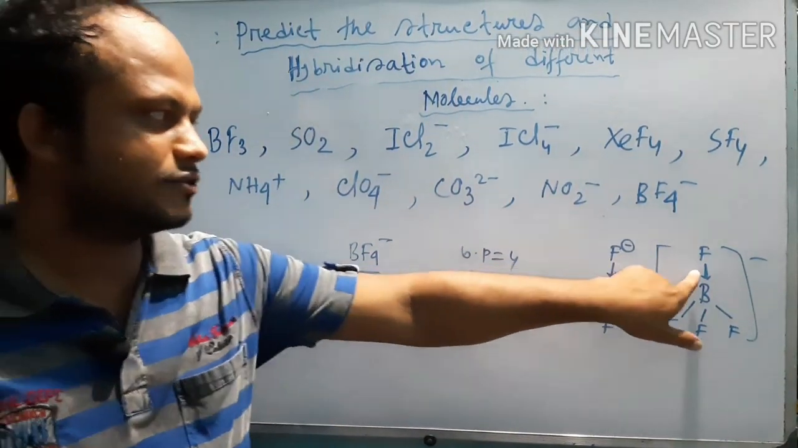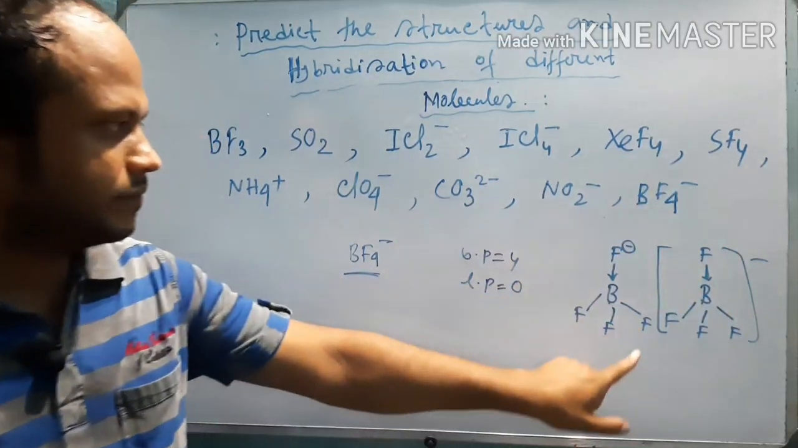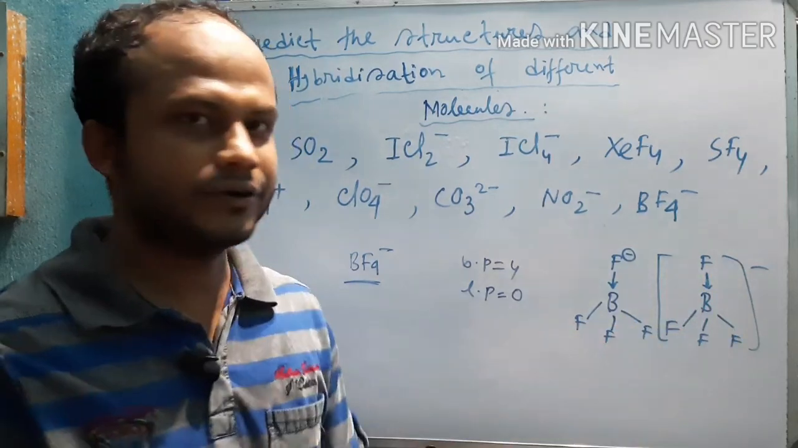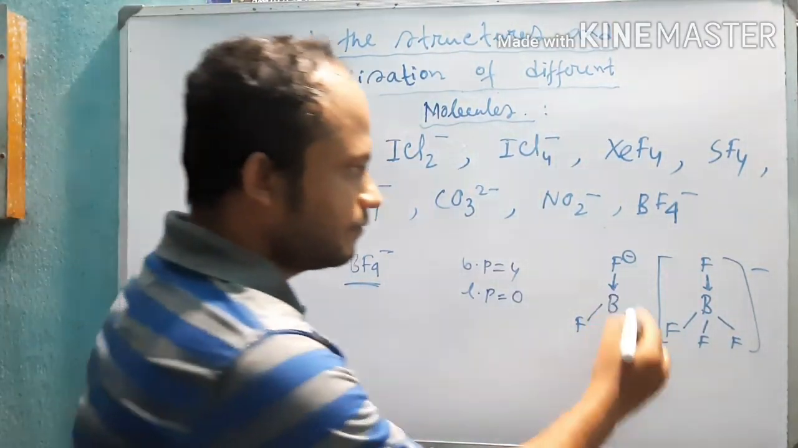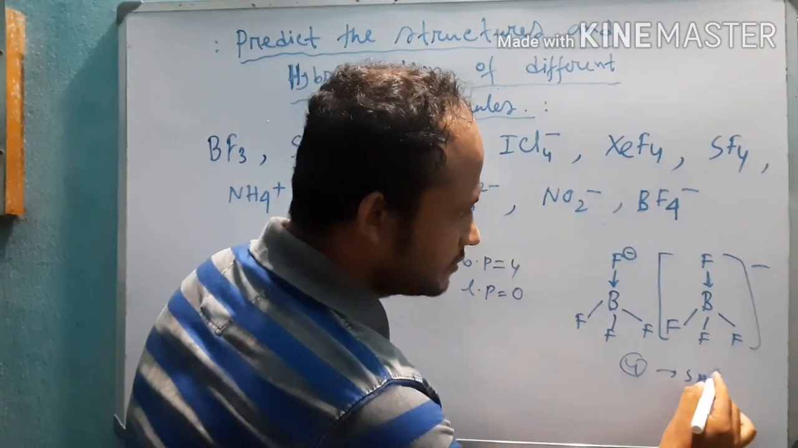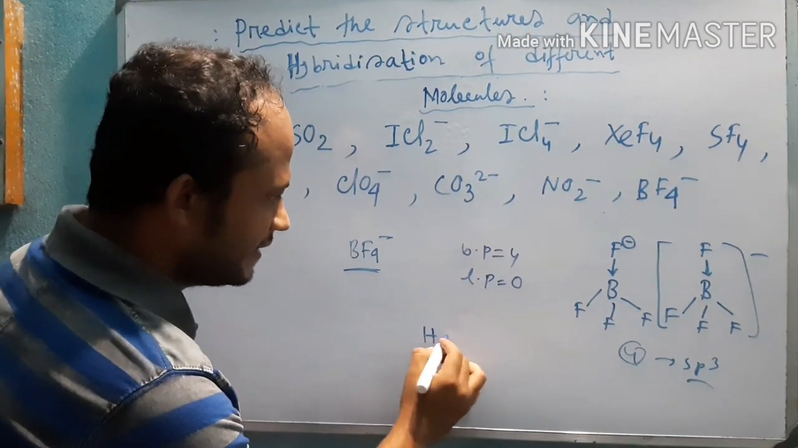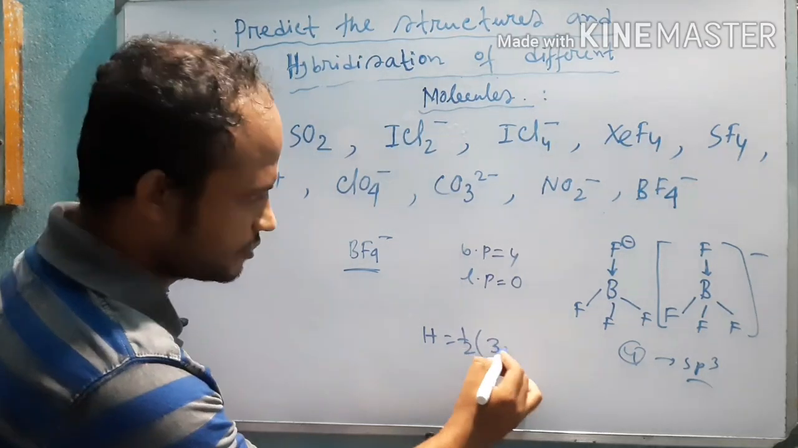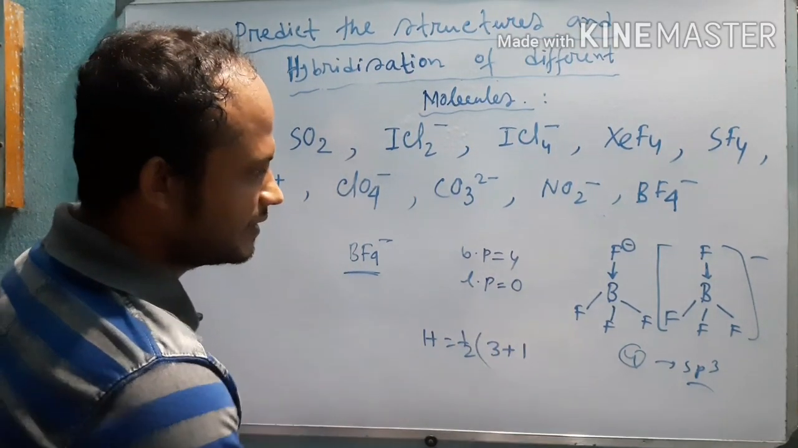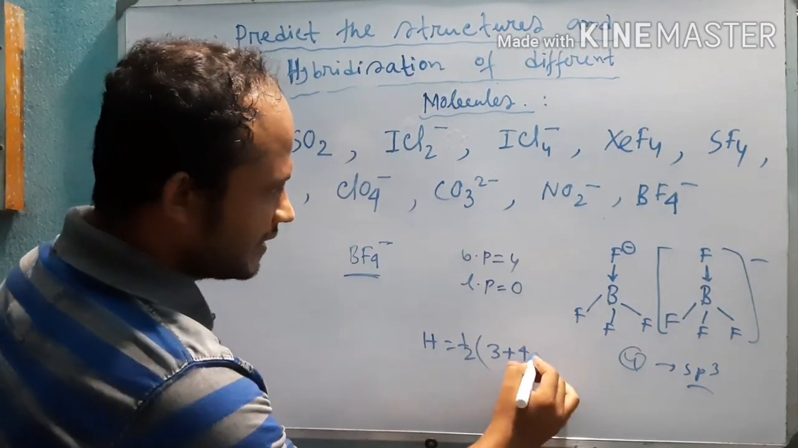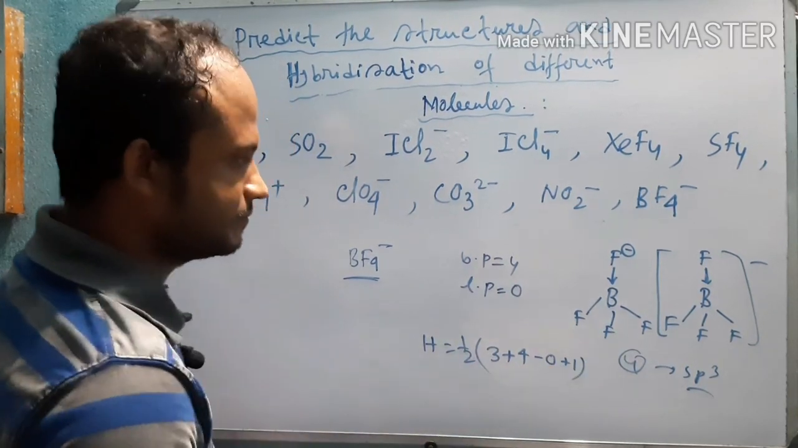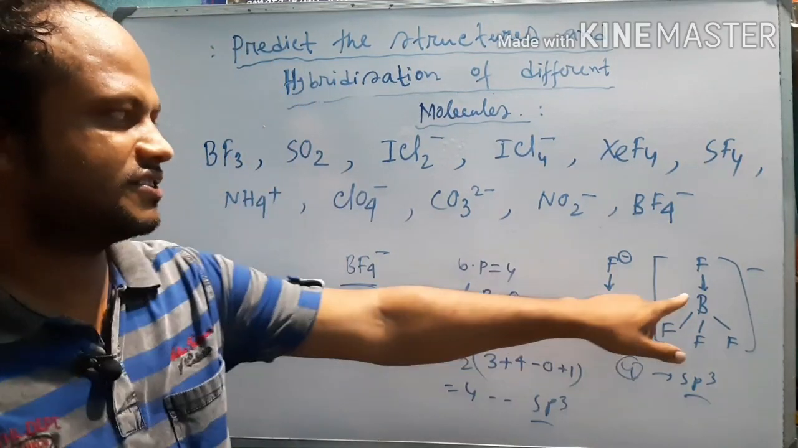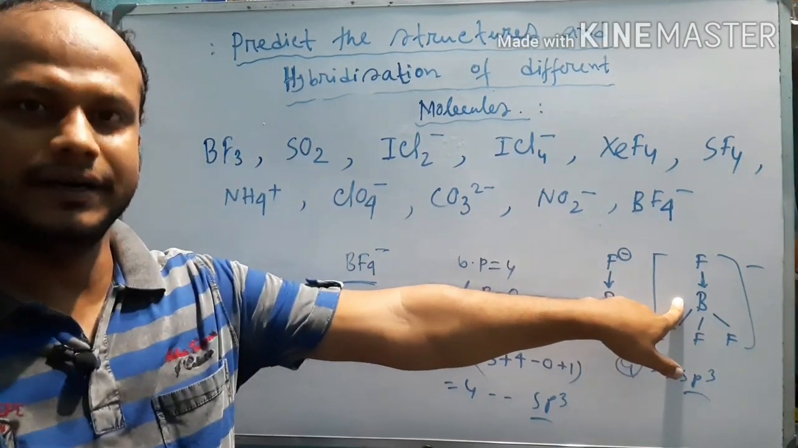You can write this also. For the hybridization, the number of sigma bonds is 1, 2, 3, and one coordinate bond, that is 4. 4 means sp3. If you use the formula H, half of the valence electrons of boron, that is 3, plus the number of monovalent atoms, that is 4, cation, that is 0, anion, that is 1, that is 4. 4 means sp3. So the structure is also tetrahedral.